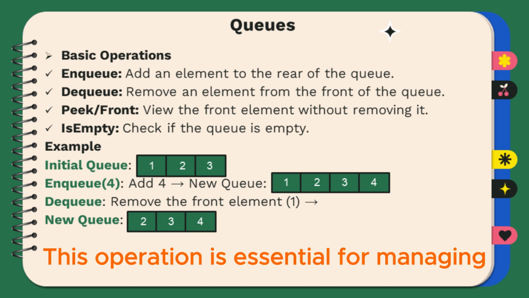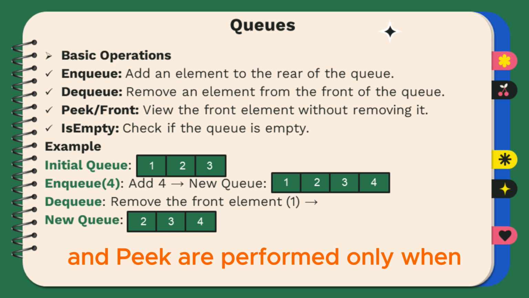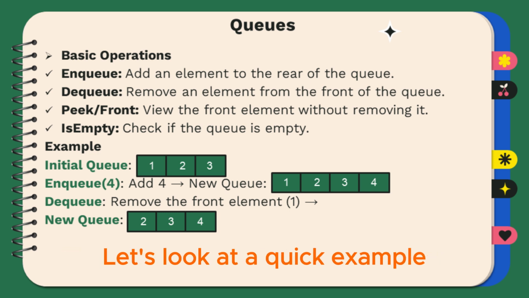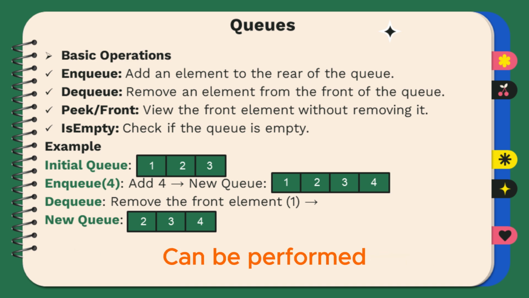This operation is essential for managing a queue effectively and ensuring that operations like dequeue and peek are performed only when there are elements to be processed. Let's look at a quick example to illustrate how these operations can be performed.